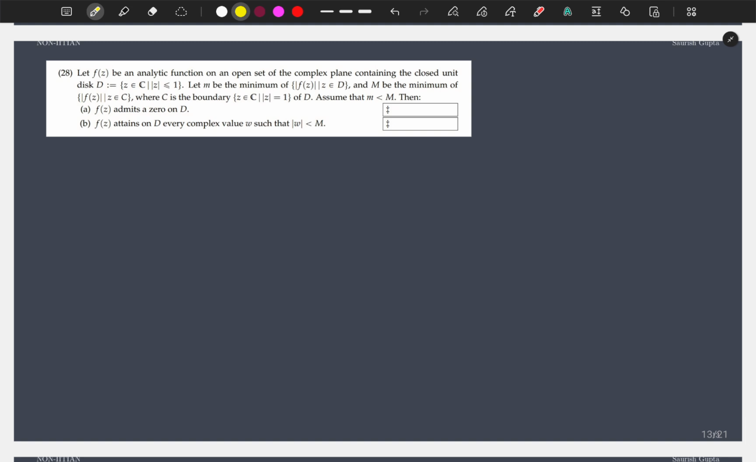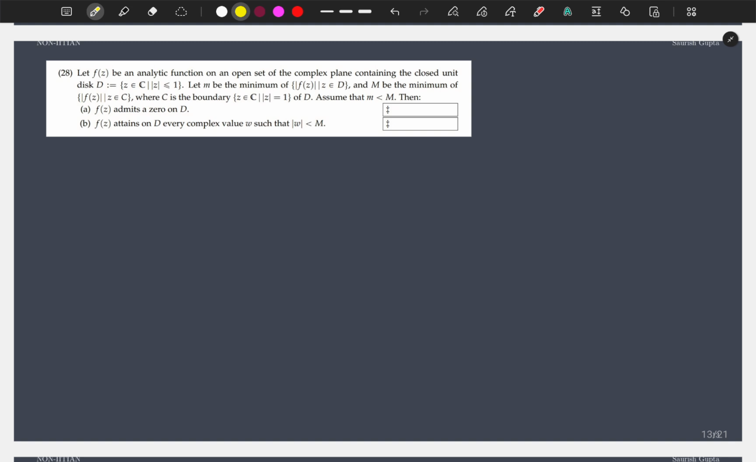What is it said? So let f of z be an analytic function in an open set of the complex plane containing the closed unit disk D. Let m be the minimum of the set of all absolute values, and capital M be the maximum of the set of all absolute values. Okay, C is the boundary, which is the circle itself, because you are given the closed unit disk. Assume that the minimum and the maximum are different. Okay, fine. We are just told that they are not the same, that it's not a constant function. f of z admits a 0 in D.